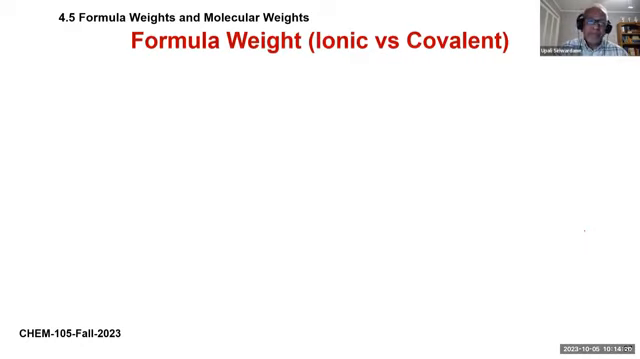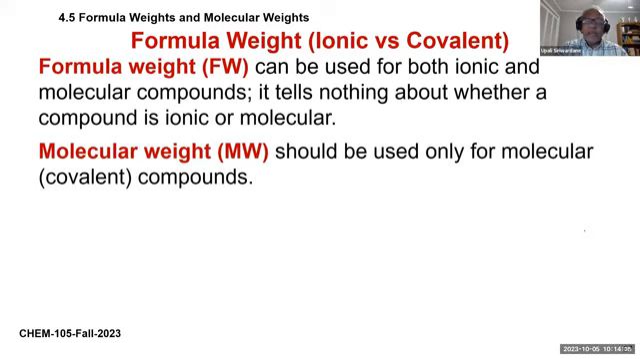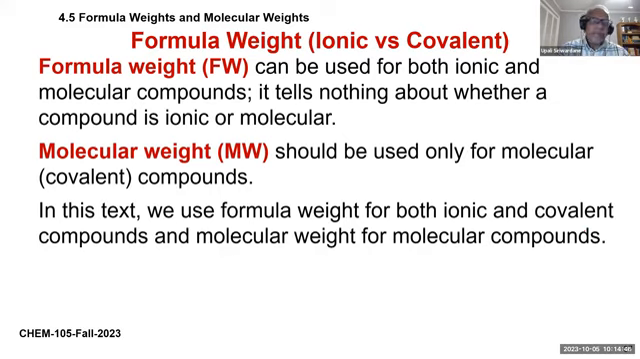Formula weight, as we described in the previous slide, could be for ionic compounds or covalent compounds or molecular compounds. Formula weight is used for both ionic and molecular, covalent compounds. Molecular weight is used only for covalent compounds. That's how we use molecular weight and formula weight. In this text, formula weight is used for both ionic and covalent compounds. Also, there's another name for formula weight.